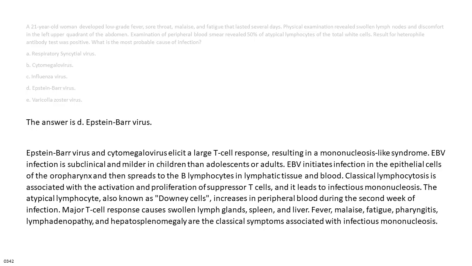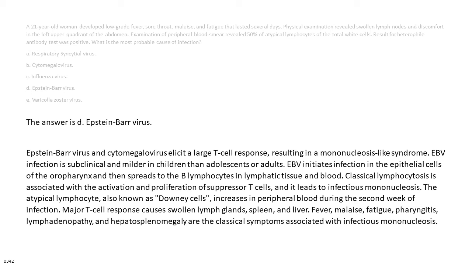The answer is D. Epstein-Barr virus. Epstein-Barr virus and cytomegalovirus elicit a large T-cell response, resulting in a mononucleosis-like syndrome. EBV infection is subclinical and milder in children than adolescents or adults. EBV initiates infection in the epithelial cells of the oropharynx and then spreads to the B lymphocytes in lymphatic tissue and blood.